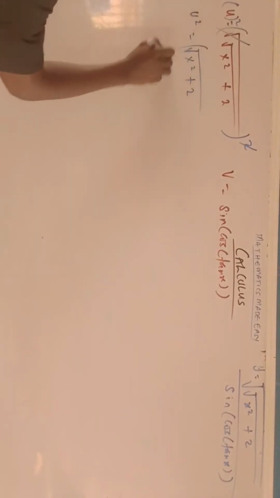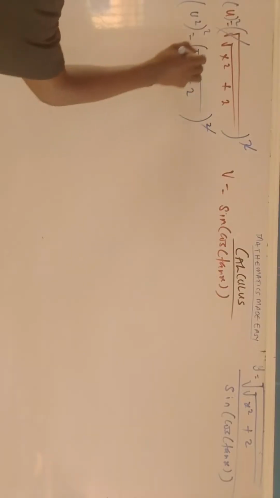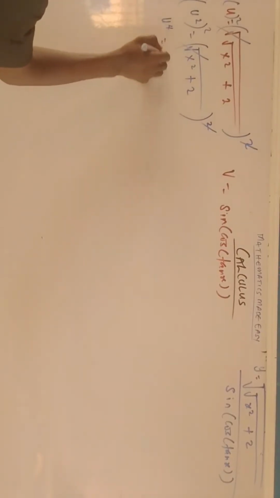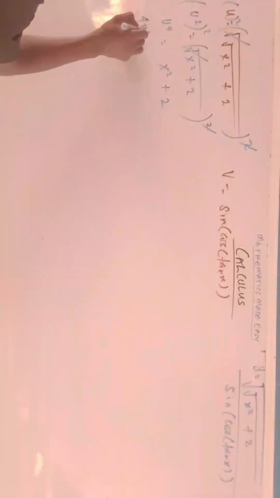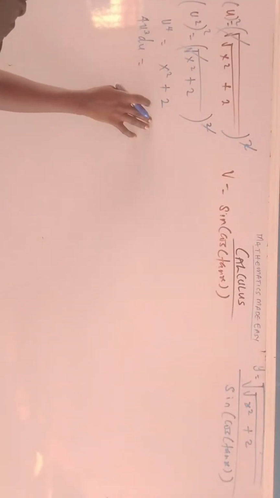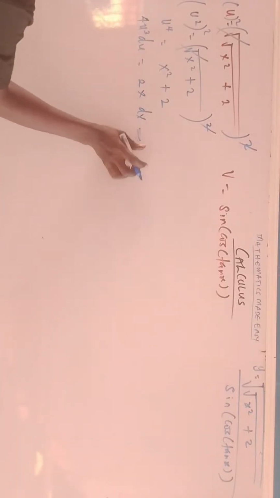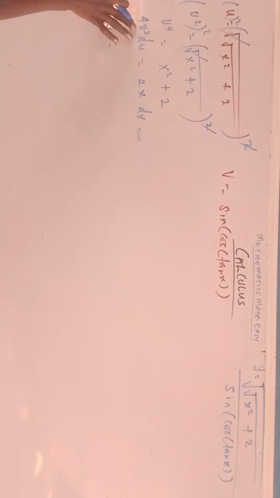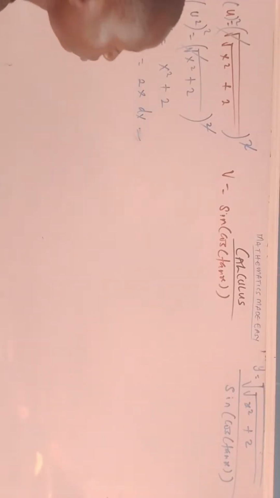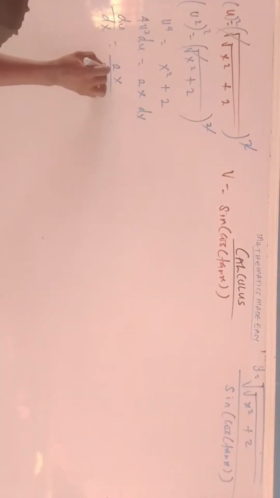I can also square again, so the square root cancels the square root here. So I'm going to have u raised to the power of 4 is equal to x to the second power plus 2. Now we can differentiate. If we differentiate u raised to the power of 4, we have 4u cubed du. Then if we differentiate x squared plus 2, we're going to have 2x dx. So we're going to have du over dx is equal to what? We divide through by dx and also by 4u cubed. So we have 2x over 4u cubed.